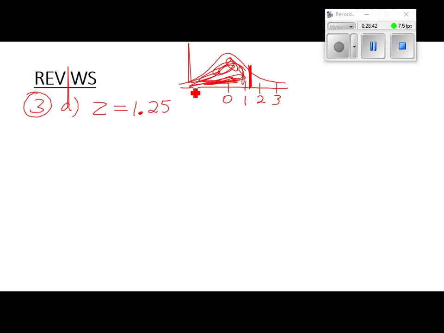What are we going to punch into the calculator this time? We're trying to find this area, so what do we do? Normal, CDF, we could use the chart. Probably don't want to. Do we punch in area? We punch in area when we're trying to find the score, so that's when we're doing it backwards. So this time, what do we punch in?